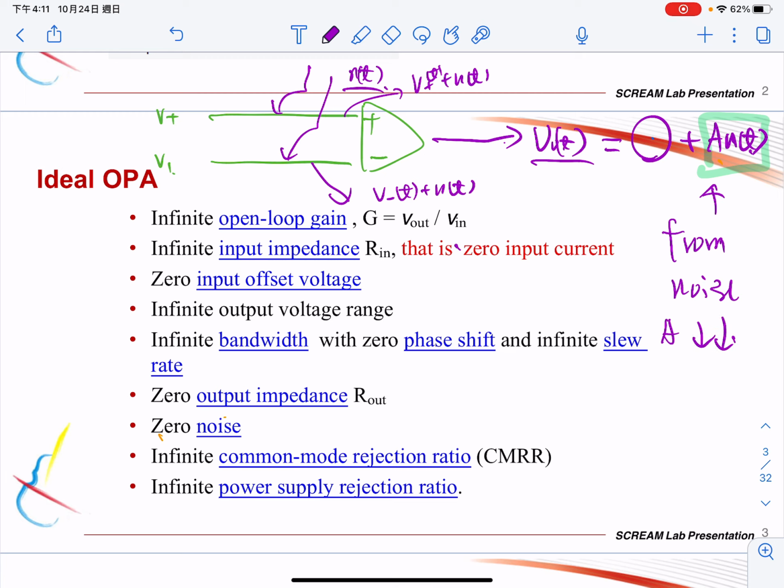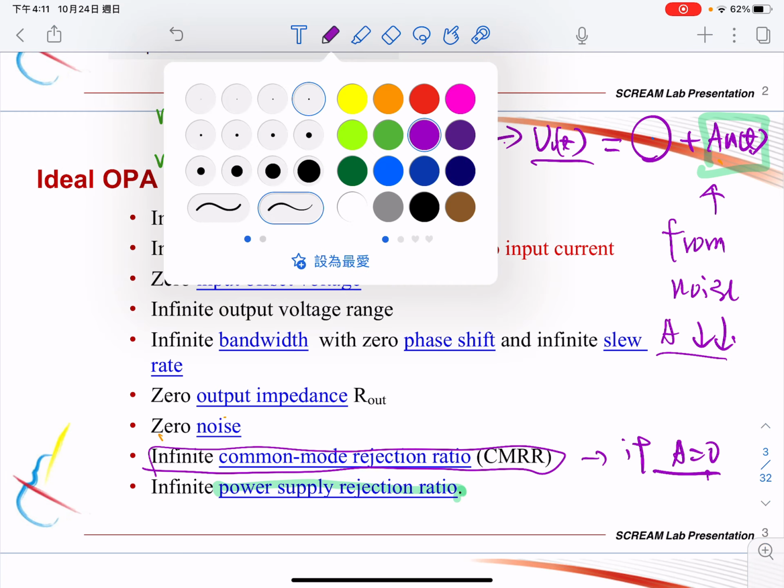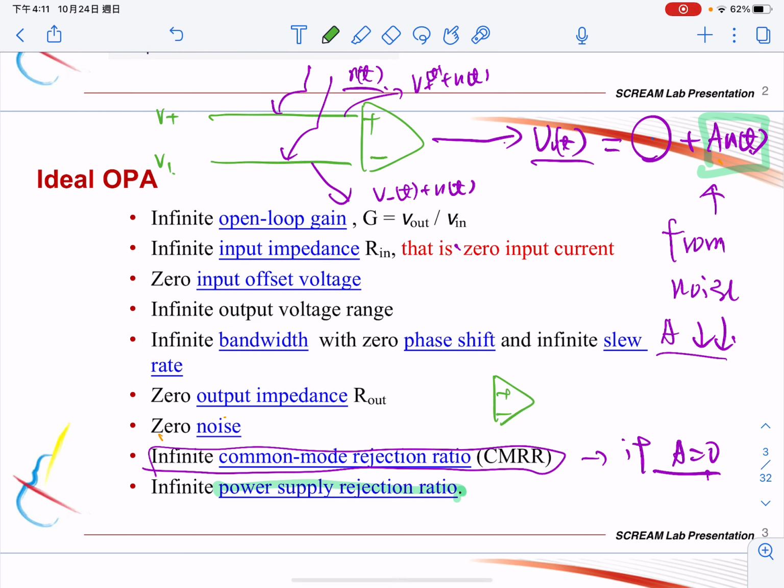So if this one is very small, we say it has an infinite common mode rejection ratio if A equals 0. The last one is the power supply rejection ratio. Power supply rejection ratio means that if we have noise from the power, with VS plus and VS minus, we also want the noise term A to be 0. So the power supply rejection ratio is quite important to the amplifier.